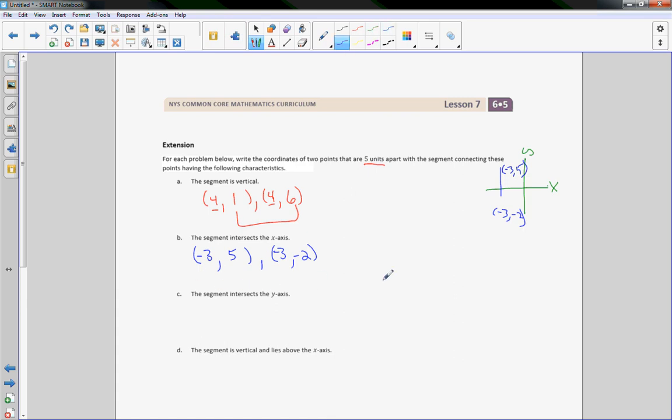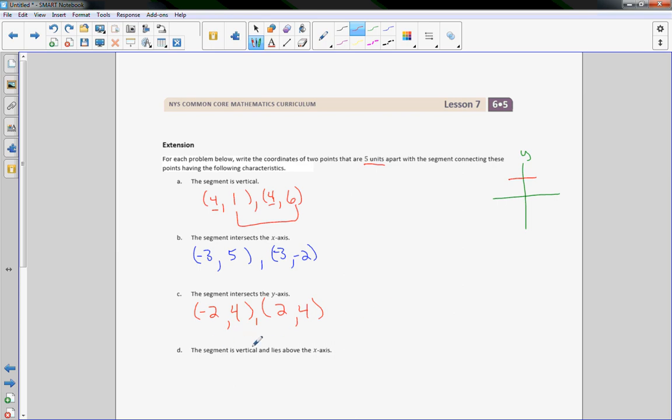This segment intersects the y-axis. Okay, well, let me just do this again. So if we have a coordinate plane like this, this is the y-axis. So in order for a segment to intersect the y-axis, it must be horizontal. And that gives the y value the same value. So I just need to pick a y that is the same. Doesn't matter which one you choose. It intersects the y-axis, meaning one is positive and one is negative. Negative 2, positive 2.